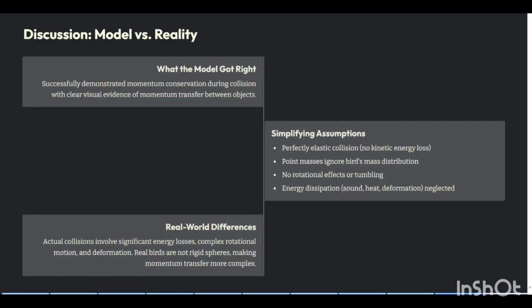However, in reality, these results would differ. The simulation assumes a perfectly elastic collision, meaning no kinetic energy is lost, which never truly happens. We also ignore the mass distribution of the bird and any rotational effects it might have experienced. Additionally, energy dissipation through sound, deformation or heat is not considered. These simplifications mean that while momentum is conserved in the simulation, real-life collisions would involve energy losses and more complex motion.